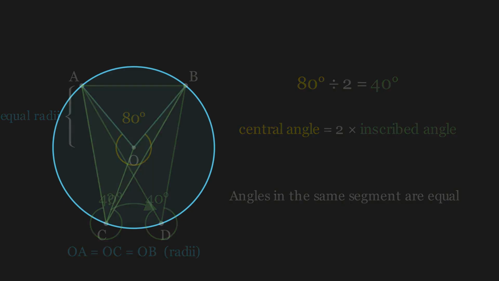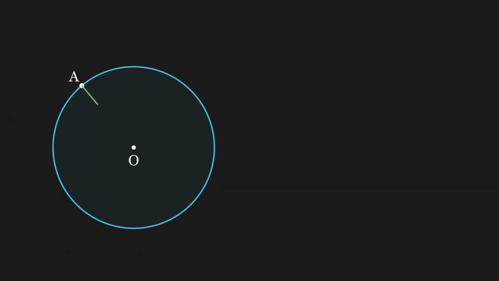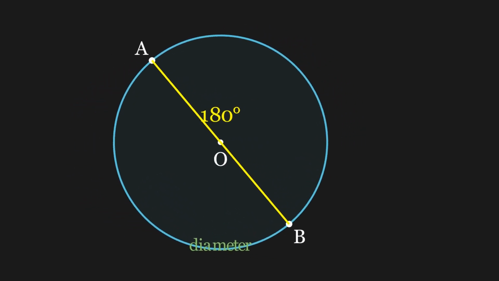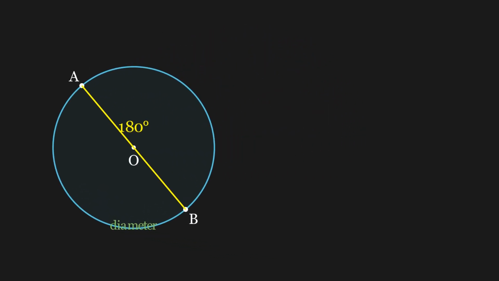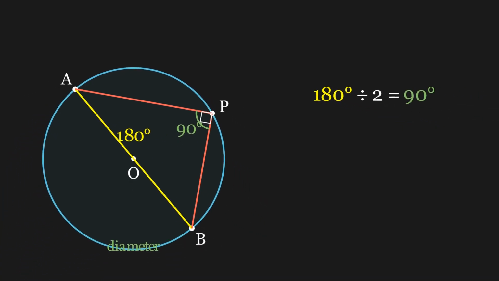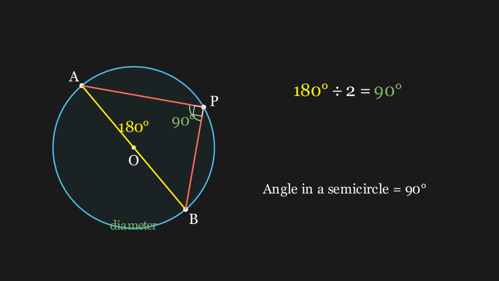Now, a special case. What happens if AB isn't just any chord, but a diameter, a straight line through the center? Then the central angle AOB isn't 80 degrees anymore. It's a straight line, 180 degrees. Using the exact same rule from Theorem 1, the inscribed angle would be 180 divided by 2, which is 90 degrees. This is theorem number 3. The angle in a semicircle is always a right angle. Any point you pick on the circle, if you connect it to both ends of a diameter, gives you a perfect right angle.